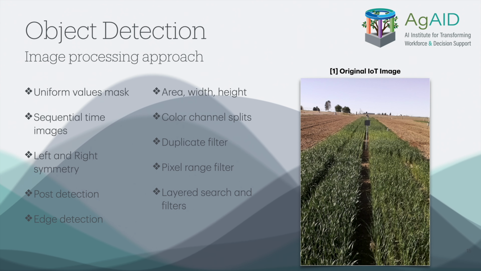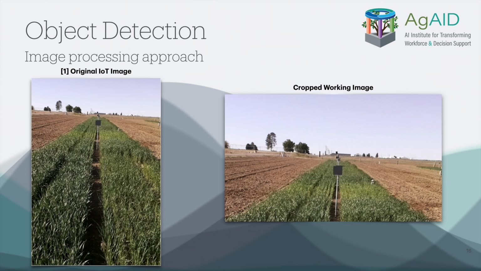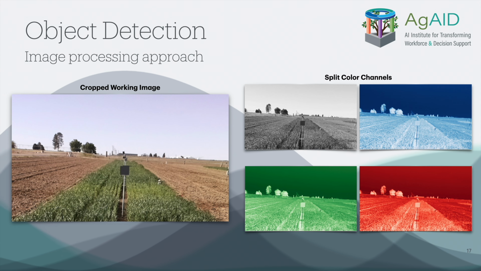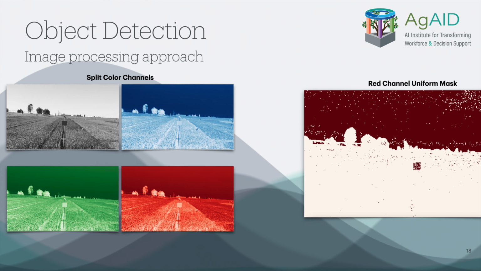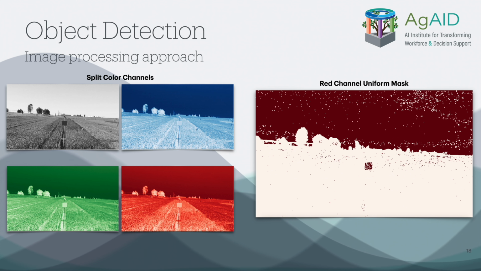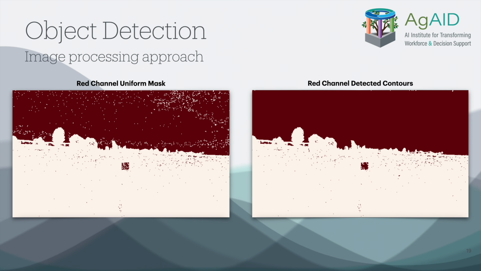The first step is cropping the image to a smaller, workable zone. Then, splitting the image into color channels. Then, with each of those colored channels, all of the detection and filtering steps can be done. Here is the red channel with a uniformity mask. Then with contour detection. Then with filtering out noise.